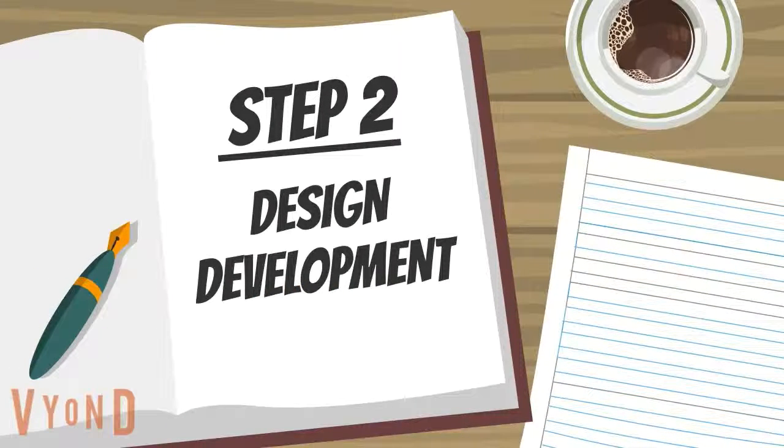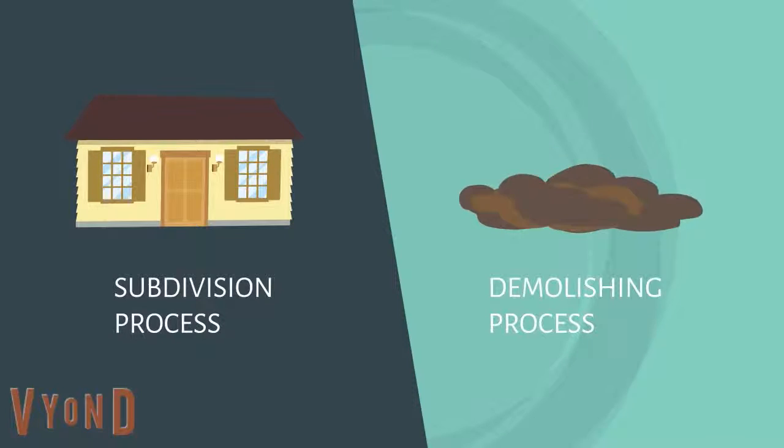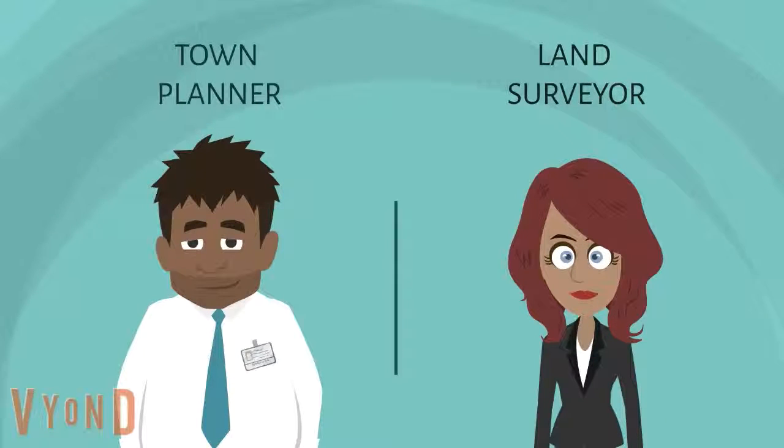Move on to step 2, which is the design development process. In this project, the design development is branched into 2 procedures, which are the subdivision process followed by the demolition process. The town planner and land surveyor are highly involved in the design development project.